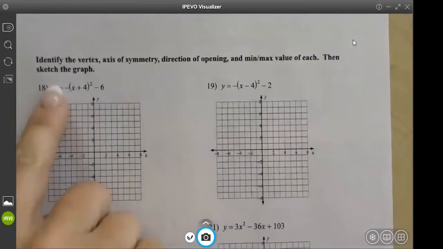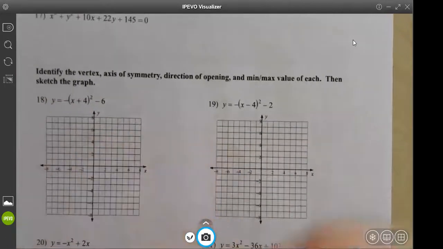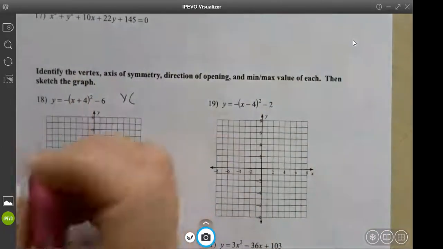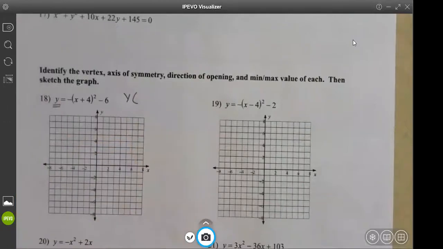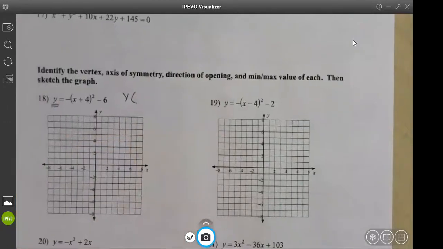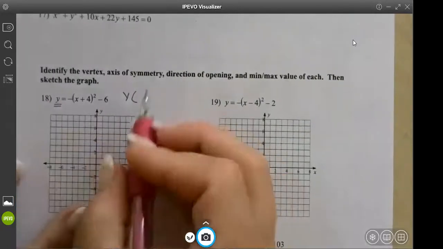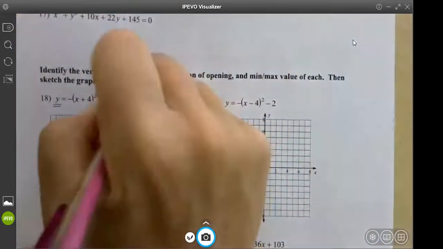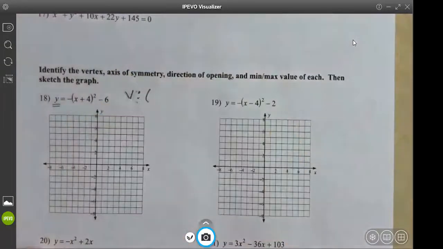So for this first one, these first two, it's already in vertex form, so we don't have to do anything. We just write down, what's our vertex? Just be aware that this is y equals. Okay, watch for x equals. That's the one you have to do backwards. So for y equals, what is your vertex?